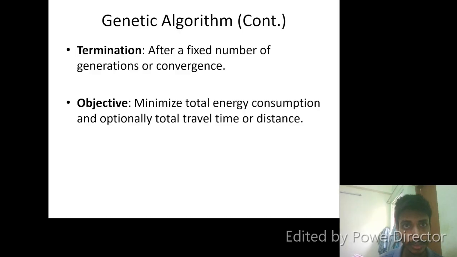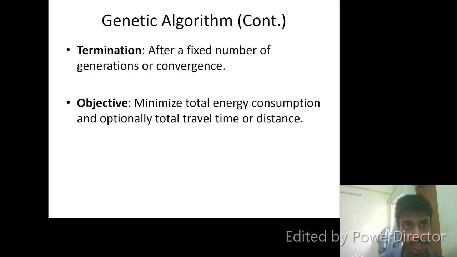An important aspect is handling charging. This might be done by post-processing each generated route to strategically insert optimal charging stops and decide on the amount of energy to recharge. The GA continues evolving the population through selection, crossover, and mutation for a predetermined number of generations, or until the solutions stop improving significantly.